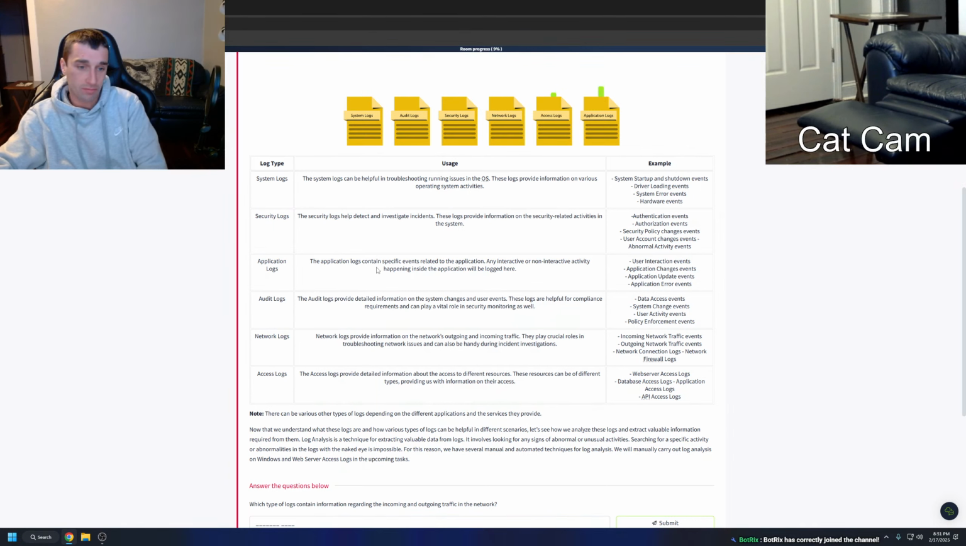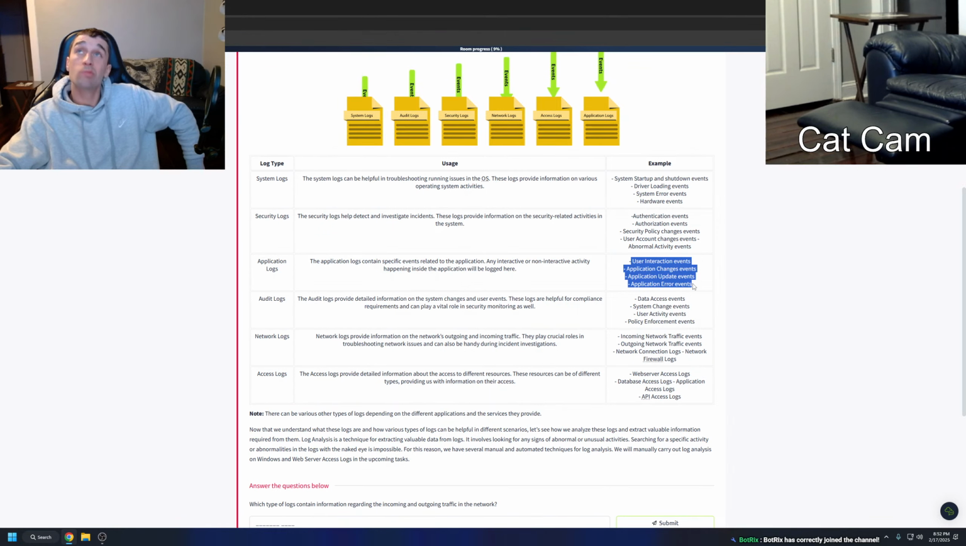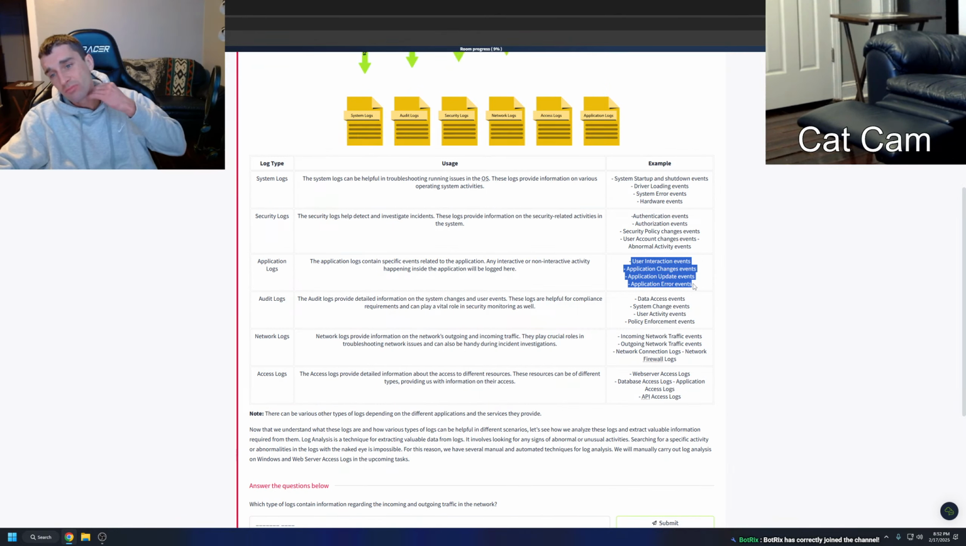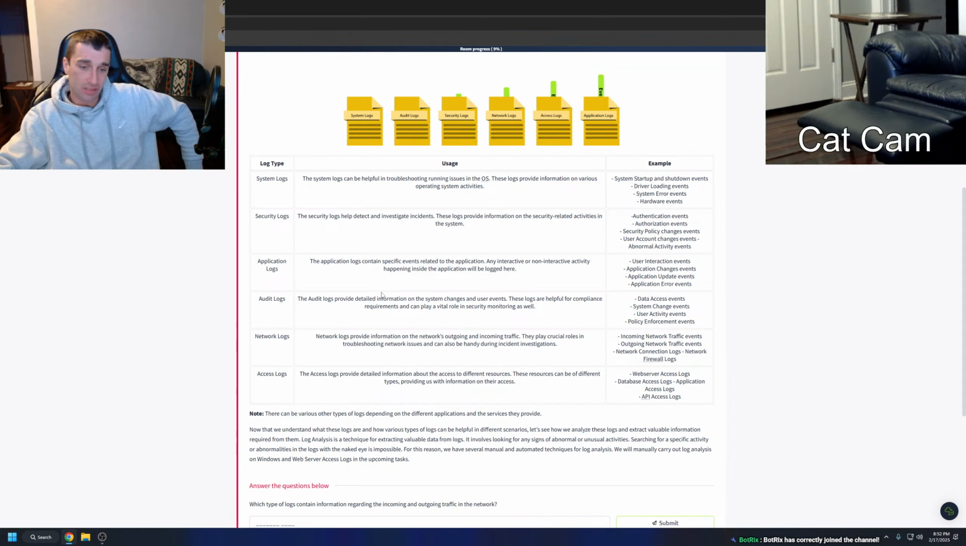Application logs. The application logs contain specific events related to the application. Any interactive or non-interactive activity happening inside the application will be logged here: user interaction events, application changes events, application update events, application error events.